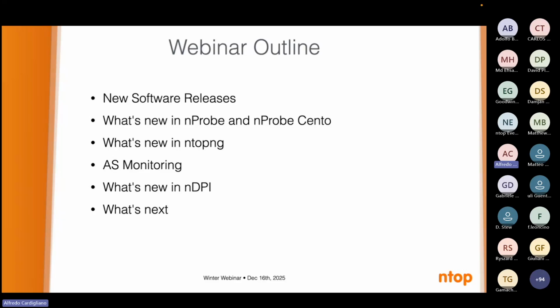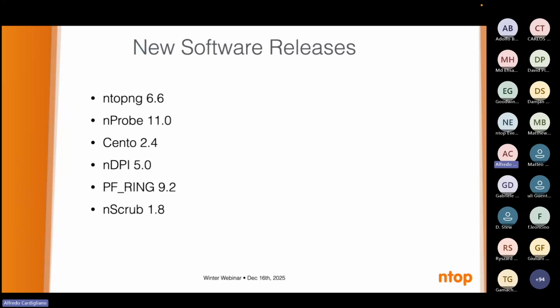So last month we released a bunch of software, actually almost all the software in our suite. We released ntopng 6.6, nProbe 11, Cento 2.4, nDPI 5, PF_RING 9.2, nScrub 1.8. As I said, in this webinar, we will focus mainly on the network monitoring tools like ntopng, nProbe, Cento, and nDPI. We also released the packet capture framework and nScrub, which is our DDoS mitigator.